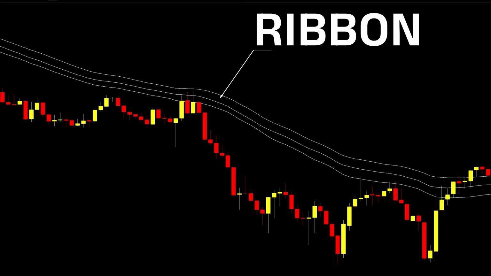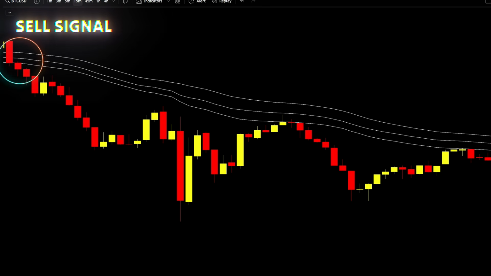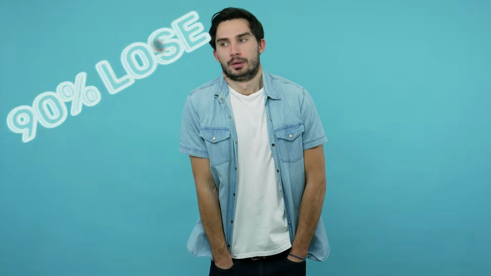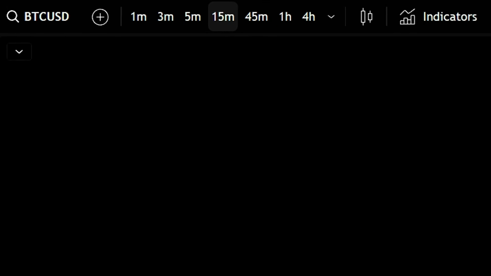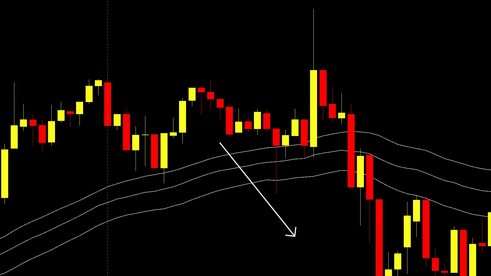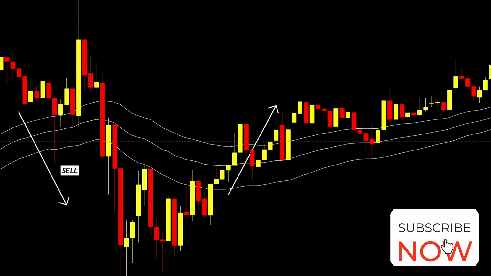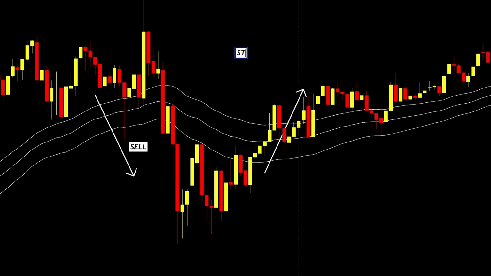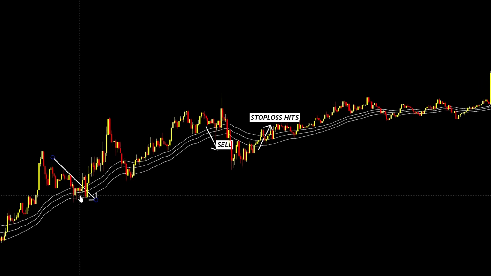Most traders rely on moving averages based on the crossing idea. You know, price crosses up, you buy, price crosses down, you sell. Here's the hard truth: 90% of those traders lose money. Look at this example on the Bitcoin 15-minute chart. Price crosses the ribbon down, signaling a sell. A trader enters short, but bam, price snaps right back up and hits their stop loss. These false signals are everywhere because most traders have no idea about the true market direction or the market's underlying force. But that confusion ends right now.